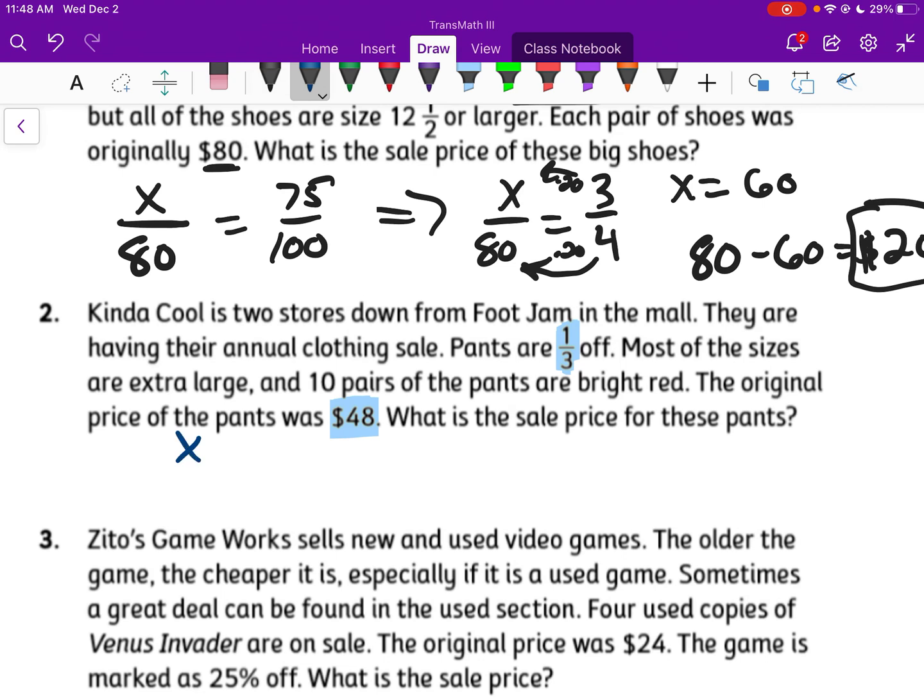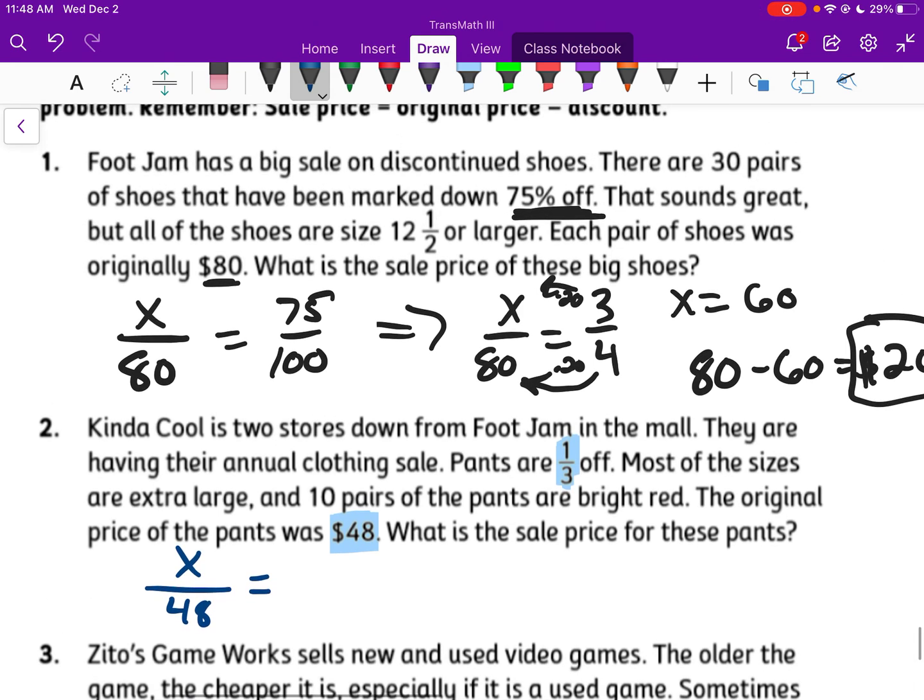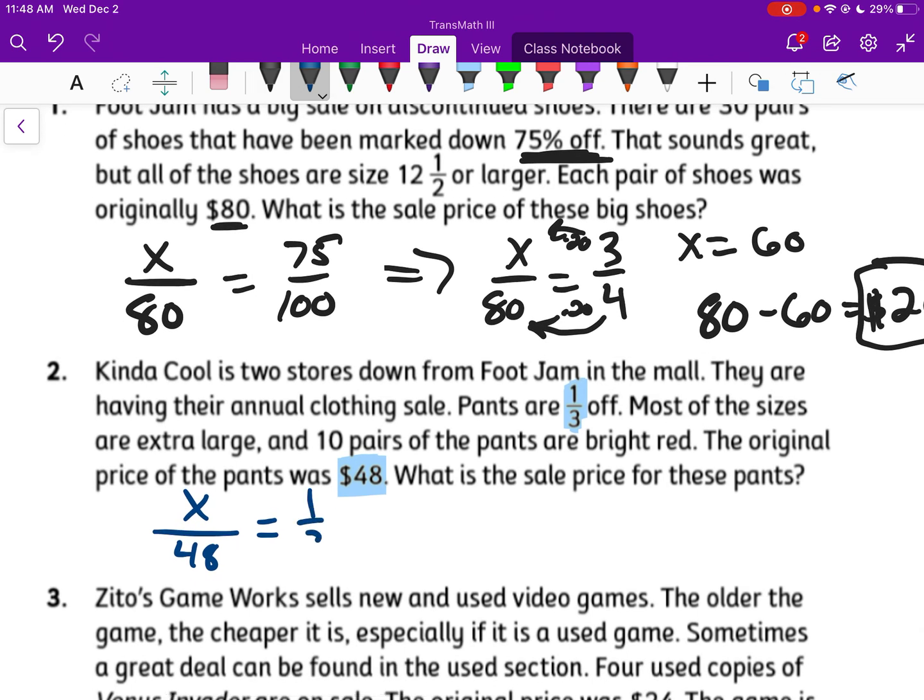In this case, we don't know how much we're getting off, so x over 48, the original price, equals the discount. Typically up to this point we've been given that percent off, but now we're given that ratio right off the bat, so we're just going to use 1/3. In this case you can use horizontal or vertical. I'm going to use vertical, and we're going to divide by 3. So in this case our discount is equal to 16.